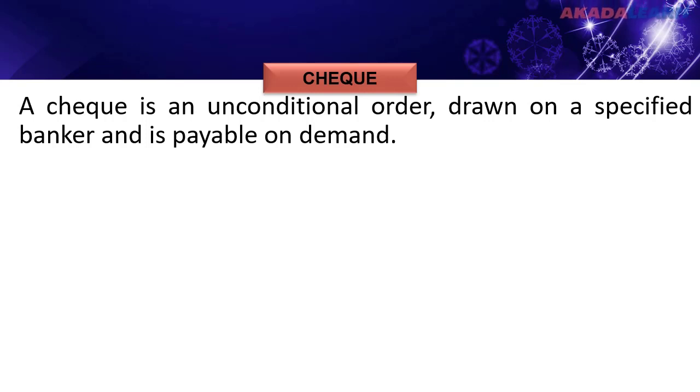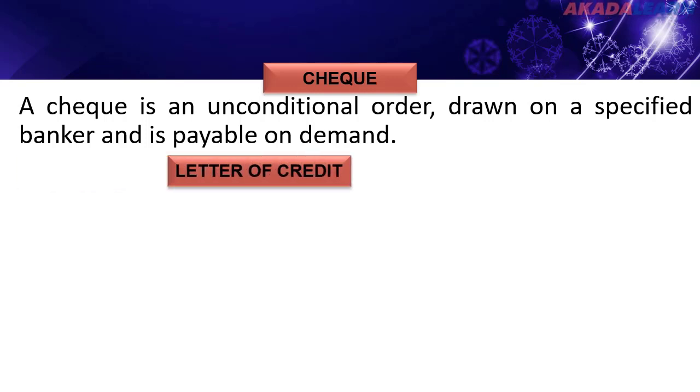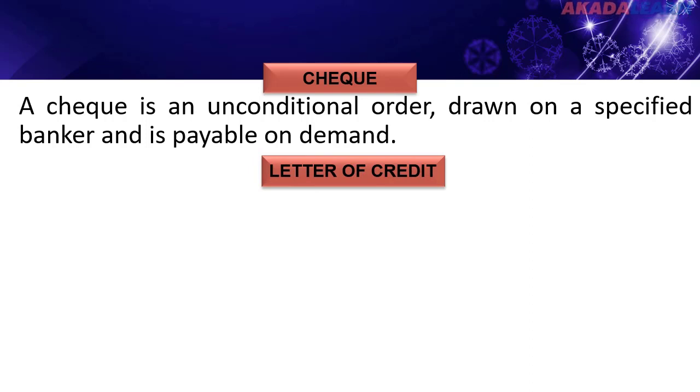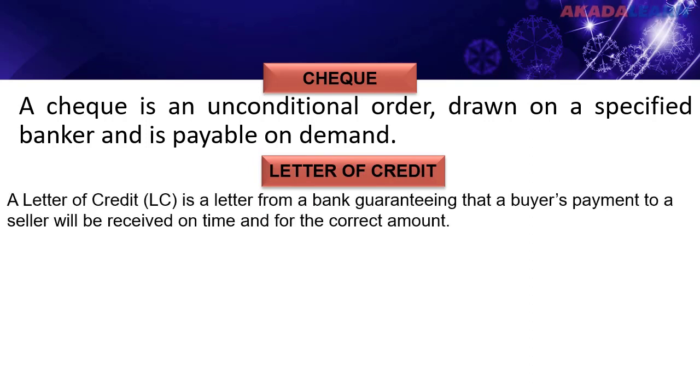And next one is letter of credit. A letter of credit is a letter from a bank guaranteeing that a buyer's payment to a seller will be received on time and for the correct amount. In a financial letter of credit, the creditor guarantees the repayment of counterparty's obligation, and in return receives a one-time or periodic fee. And the last credit instrument we'll be looking at is credit card.